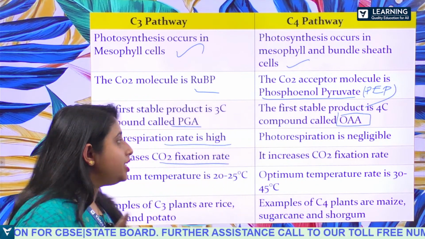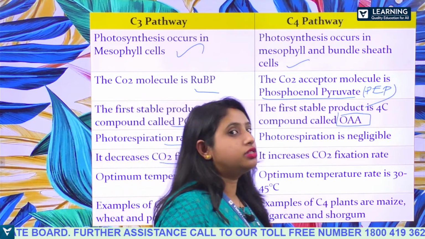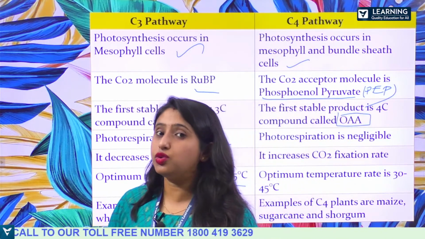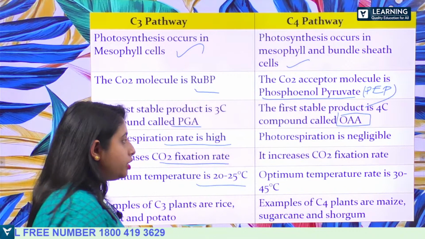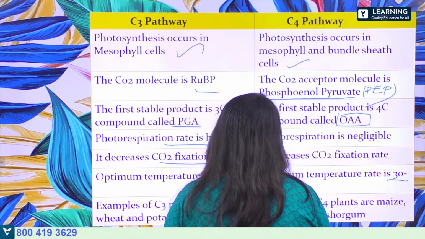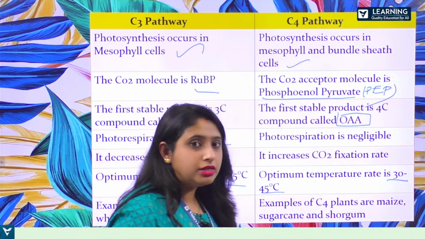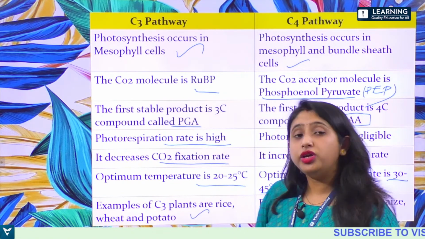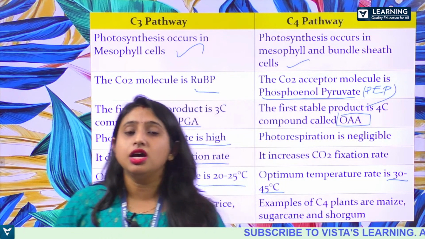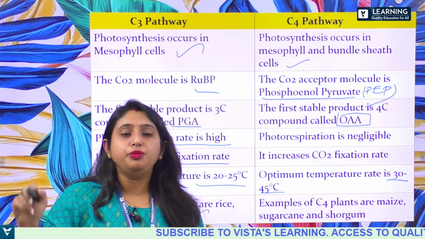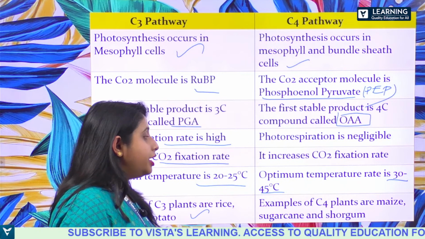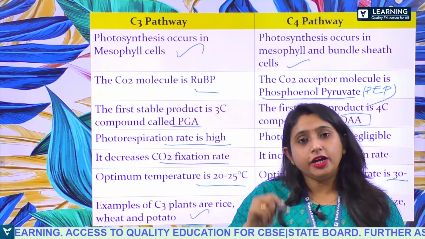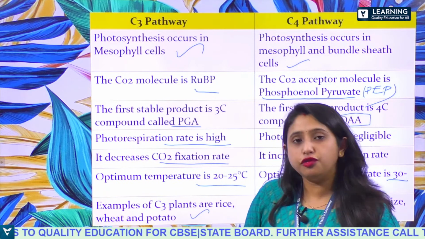Clear? Next, the temperature required is 20 to 25 degrees Celsius for the C3 pathway. Here in the C4 pathway it requires 30 to 45 degrees Celsius. The C3 plants are like rice, wheat, potato, and the C4 plants are like sugarcane, sorghum. These are all the C4 plants. Clear about the C3 pathway and the C4 pathway?